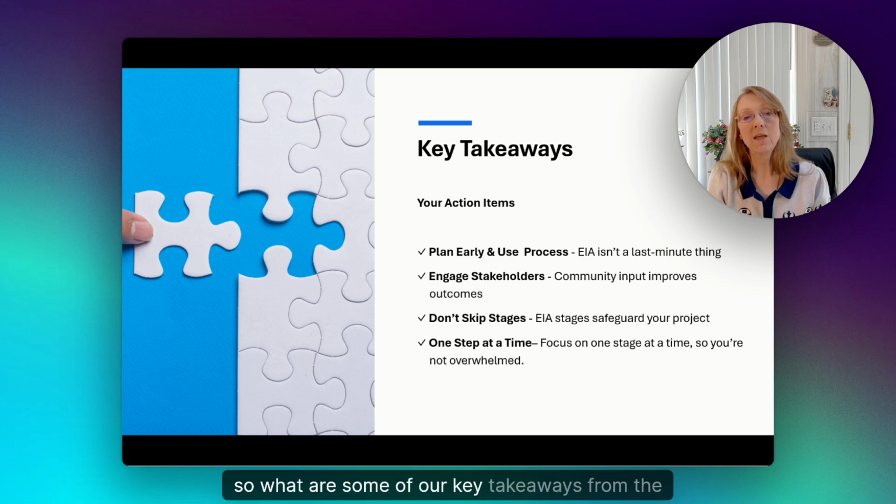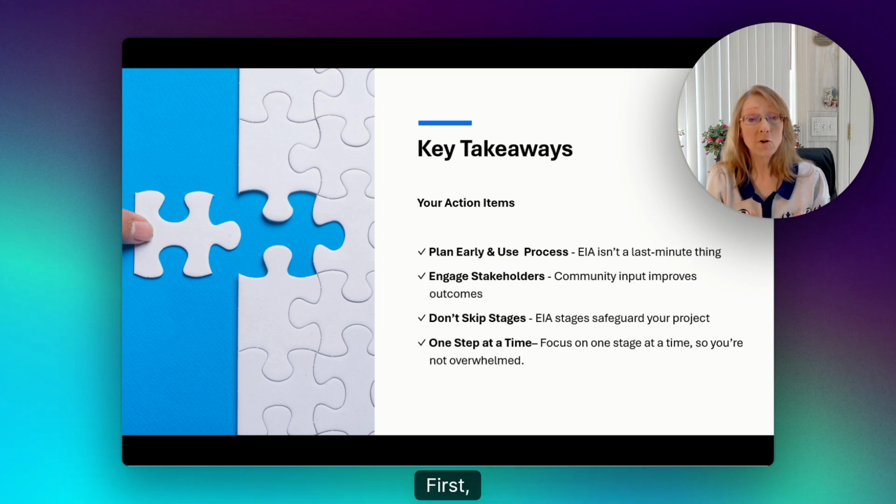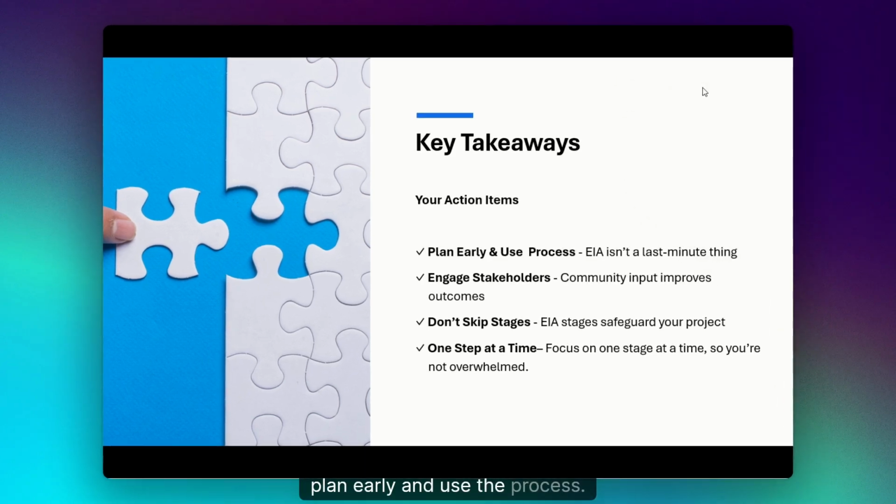Okay, so what are some of our key takeaways from the video? First, plan early and use the process. EIA isn't a last minute thing. Engage stakeholders. Community involvement improves outcomes. Don't skip any stages. Each stage safeguards your project and sets you up for success in the next one. And take it one step at a time. It's easy to get overwhelmed when you're faced with a big EIA project. Just focus on the stage you're working on now, and then you can move to the next one.